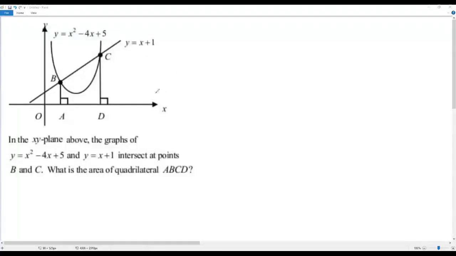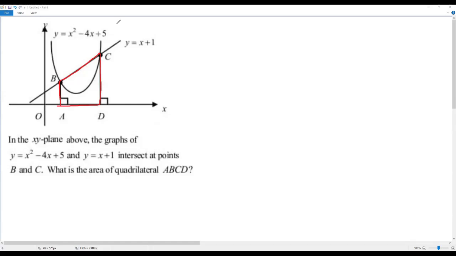Here we have a SAT math question. There is an xy plane given over here. In the xy plane above, the graphs of y equals x squared minus 4x plus 5 and y equals x plus 1 intersect at points B and C. What is the area of quadrilateral ABCD? So in the xy plane over here, we have to find the area of this quadrilateral ABCD.